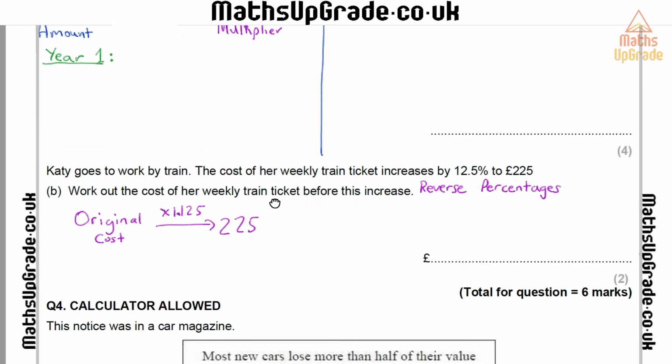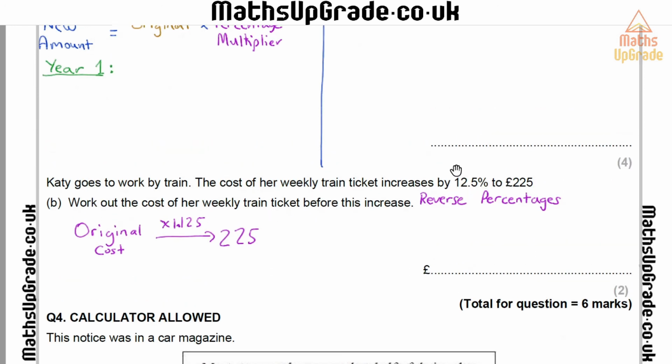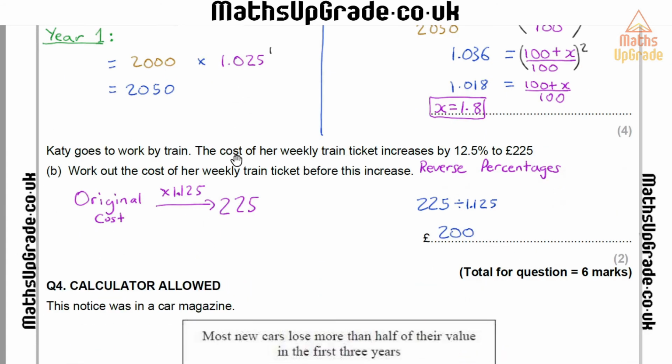I need to work out the original amount. So to work out the original amount, I'm converting that 12.5% into a multiplier. That's 1.125. So something has been multiplied by 1.125 to give £225. To work out the original cost, I should do the inverse of that, which is dividing by 1.125. So if I do 225 divided by 1.125 with a calculator, I'll get £200. Remember, I can check this by just multiplying it by 1.125. I should get back to 225.